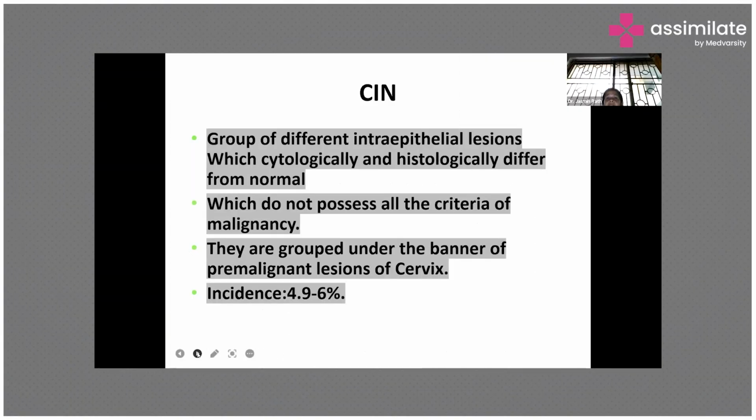Next, we come to the discussion about cervical intraepithelial neoplasia. These are the precursors of cancer of the cervix. So when to intervene, where to intervene, and what are these CIN.